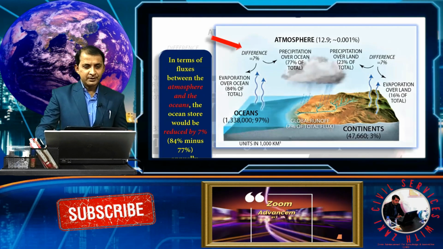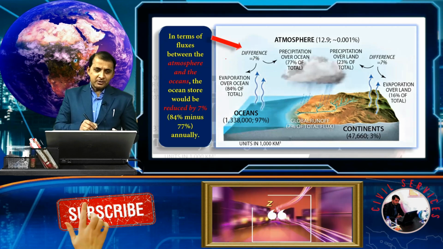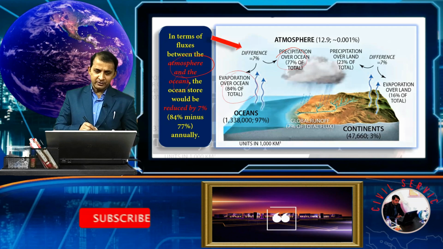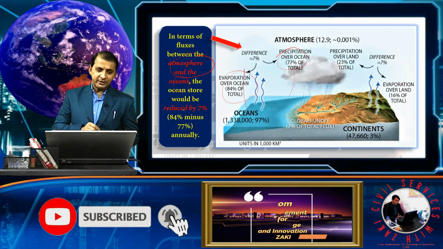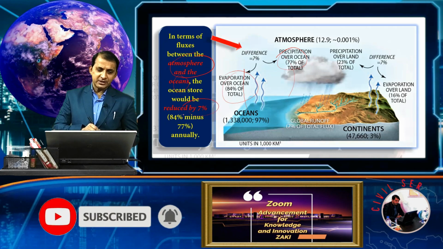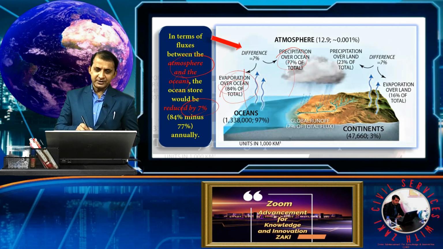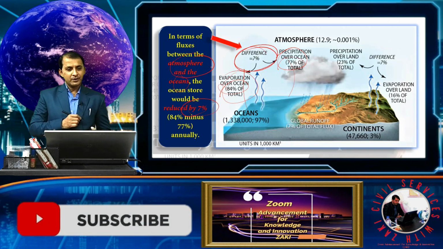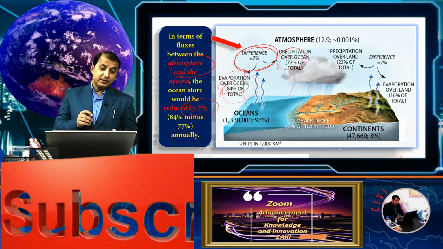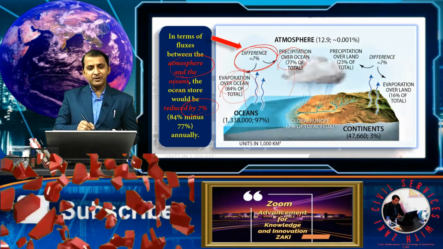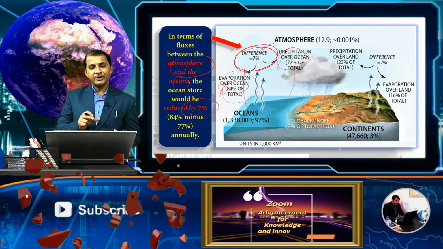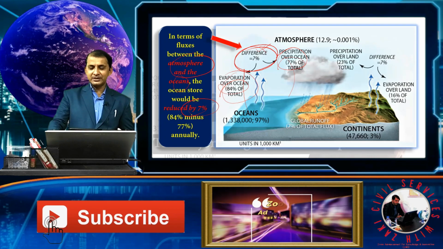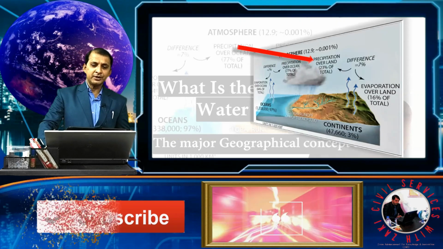See here, in terms of flux between the atmosphere and the ocean, the difference would be reduced by 7%: 84% evaporation, 77% precipitation. So the difference is 7%. Basically, annually, every year 7% of water is reduced in our ocean. So where does this water go? Let's see in the next slide.